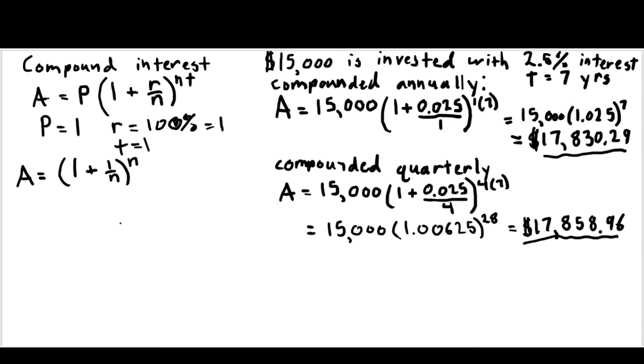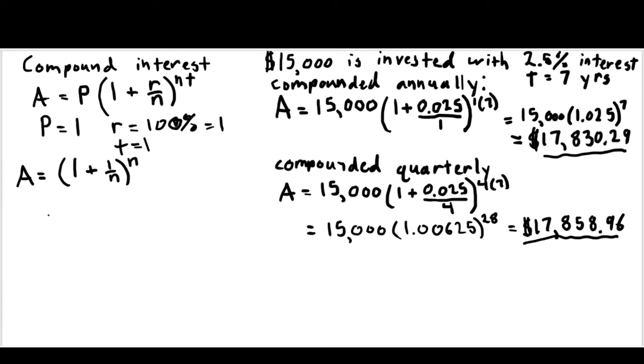So basically this is the compound interest formula, but I'm assuming $1 invested in an account that gives 100% interest for 1 year. The only thing I have not plugged in is a value for n. And so what we want to do is explore what happens when we try different values of n in this formula.